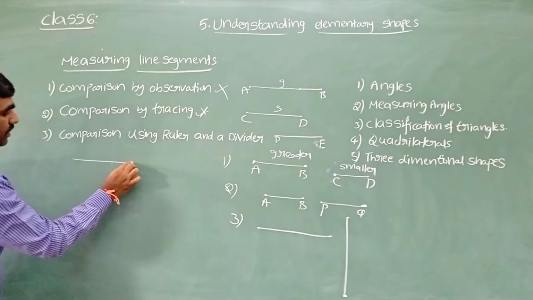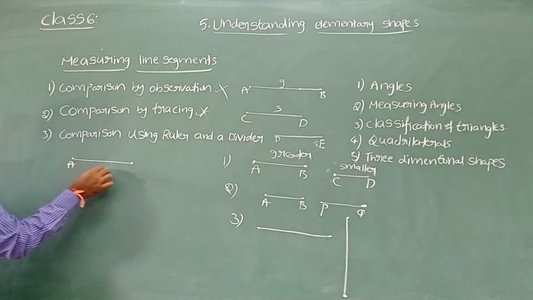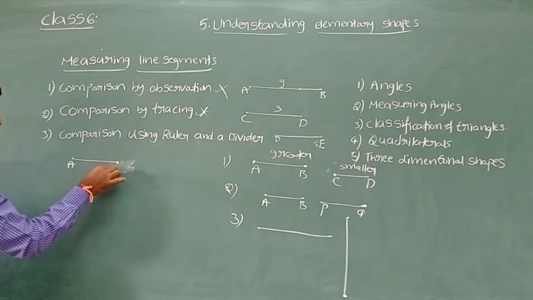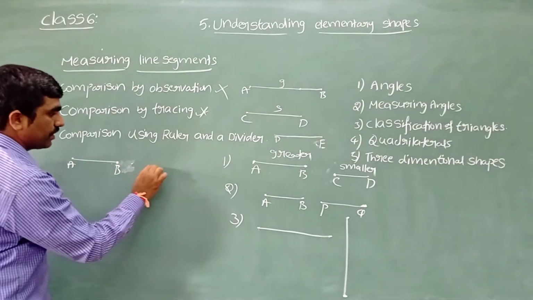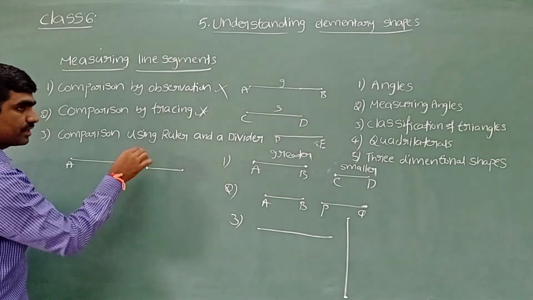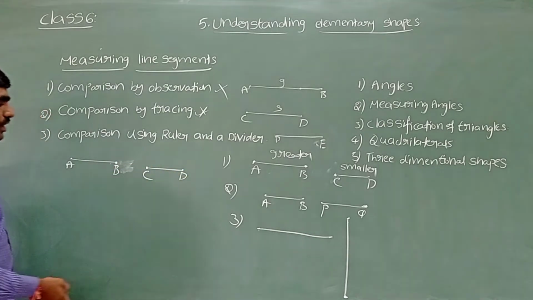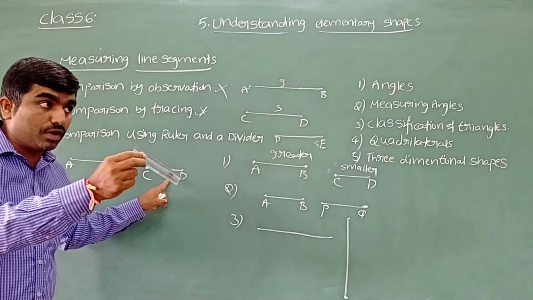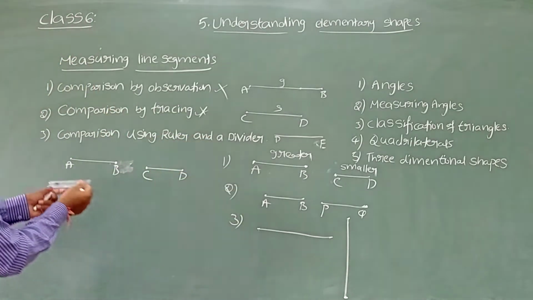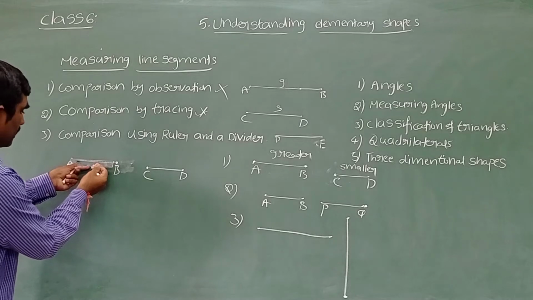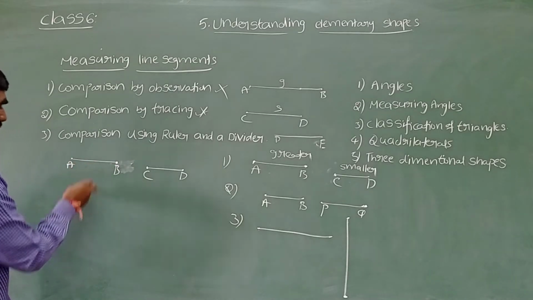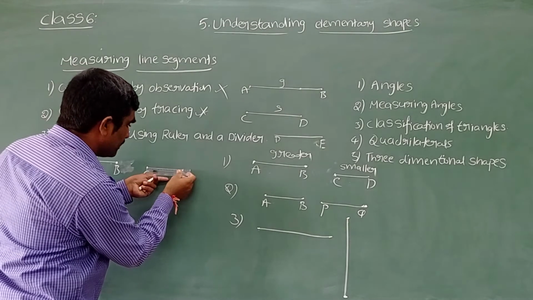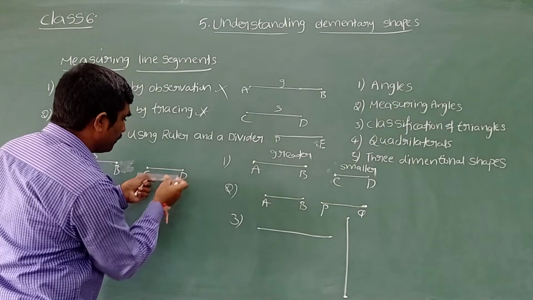Now let me take one line segment AB, and one more line segment CD. Now we'll measure. See how I can compare both line segments using a ruler, I mean using a scale. We can measure the length of this AB. So I got 15 centimeters. And for this one I got 12.4 centimeters.